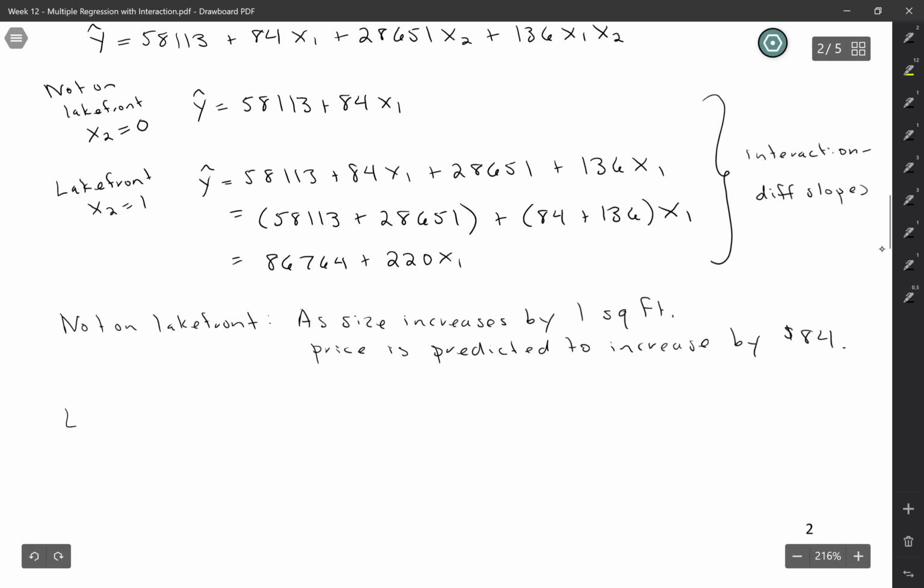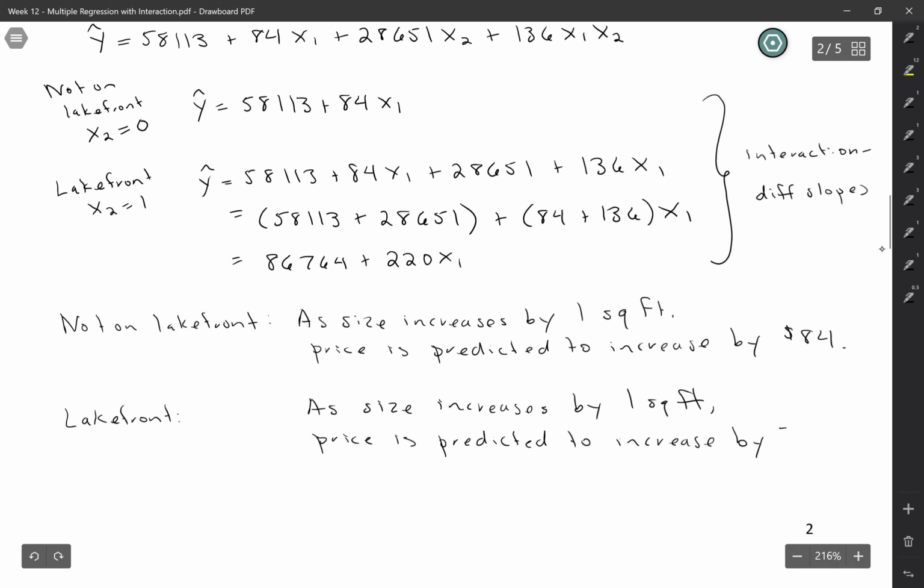Whereas if the house is on the lakefront, we have a much larger slope. Here, as the size increases by 1 square foot, price is predicted to increase by $220. So it makes a big difference. Notice that this is different than an additive model. In an additive model, we said they have the same slope interpretation, just holding the location constant. That's the way we describe it when we have two lines with the same slope. Here, the lines have different slopes, so we have to interpret those slopes separately.